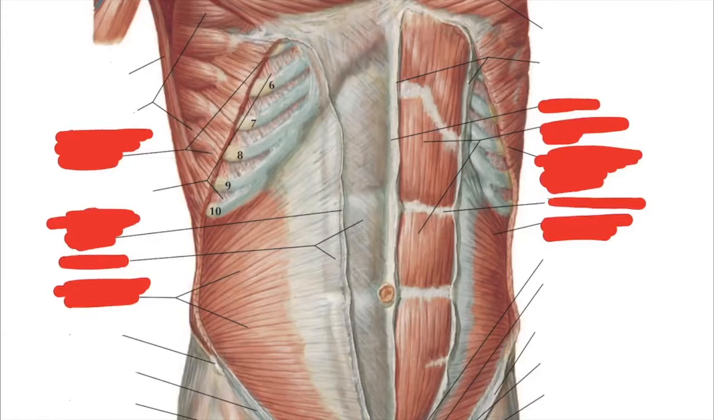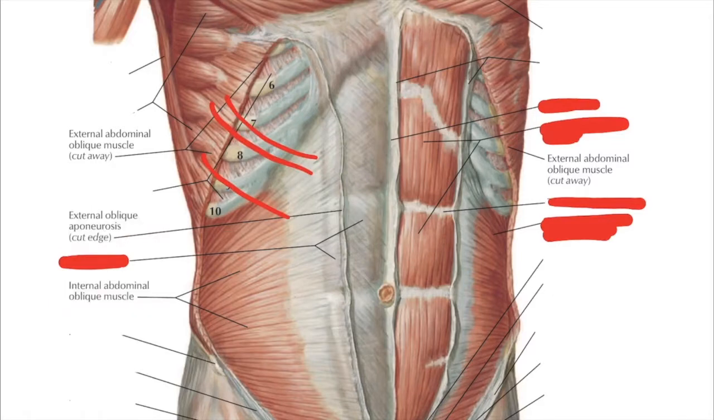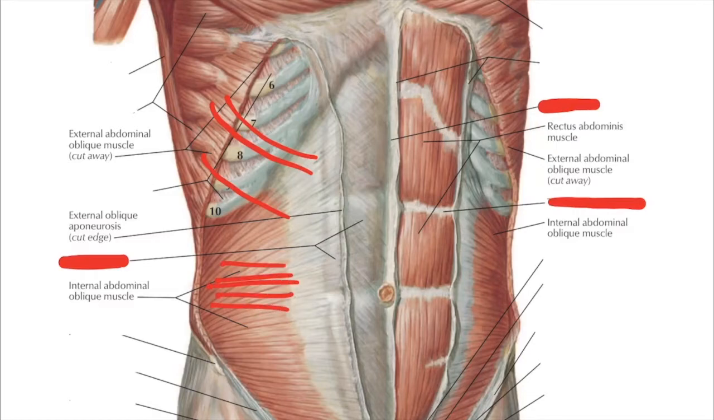Super brief overview of the abdominal muscles. Here's the external abdominal oblique muscle, and it's going to go to the aponeurosis there, part of the rectus sheath. Then we have the internal abdominal oblique muscles, and deep to this we're going to have the transversus abdominis, and that's going to kind of run horizontally there. Then we have the rectus abdominis and the tendinous intersection and the linea alba.